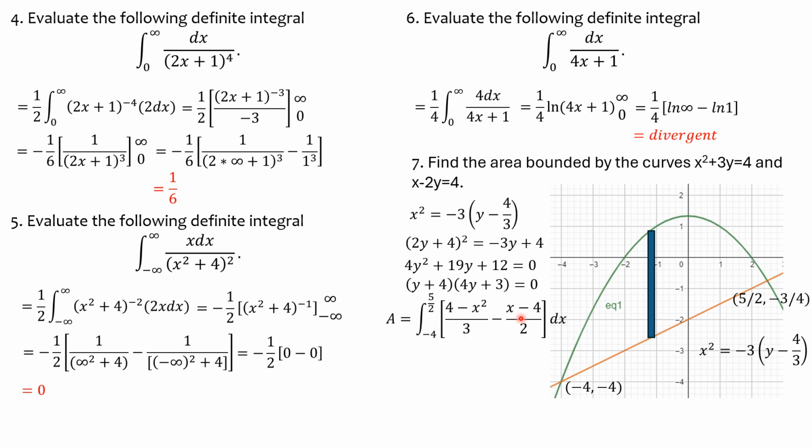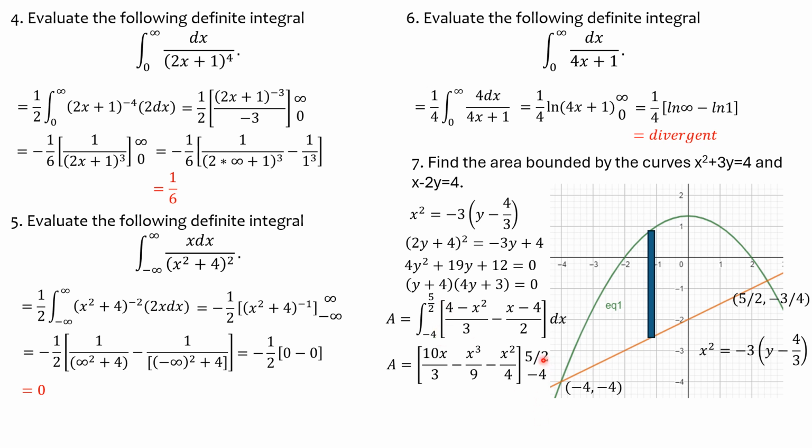4/3, then the negative of negative 4 over 2 is 2. That would be 10/3. And the integral of 10/3 is 10/3 x. Then the integral of negative x squared over 3 is negative x cubed over 9. And the integral of negative x over 2 is negative x squared over 4. Therefore, the area is equal to (10/3 x minus x cubed over 9 minus x squared over 4) from negative 4 to 5/2 if solved by integration.